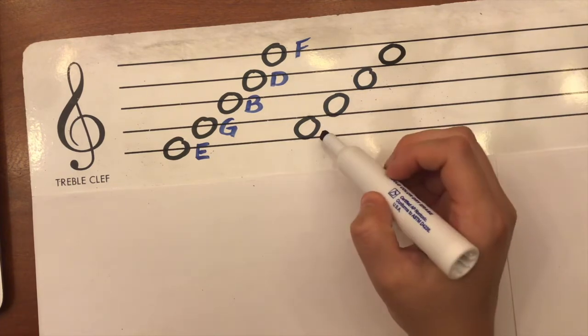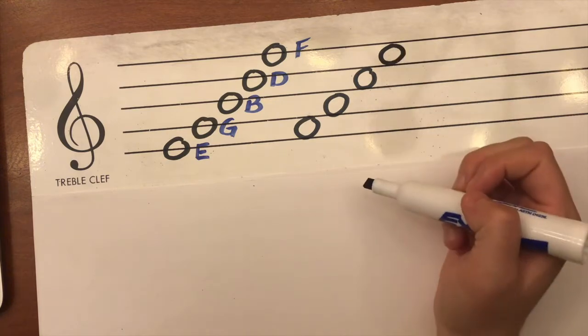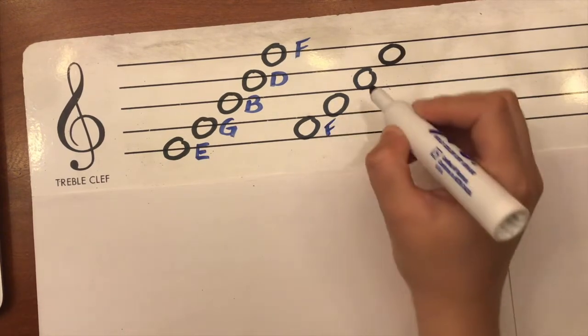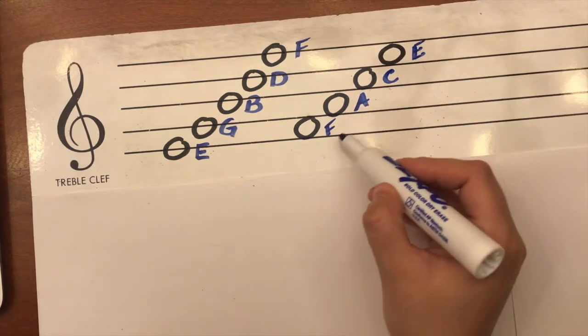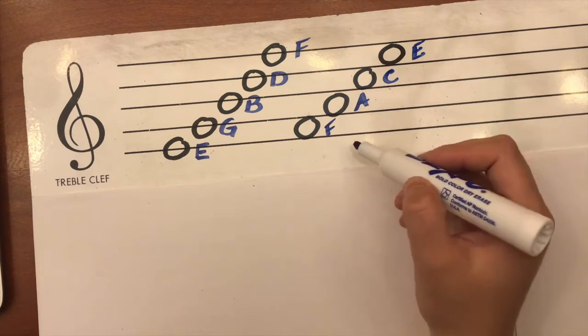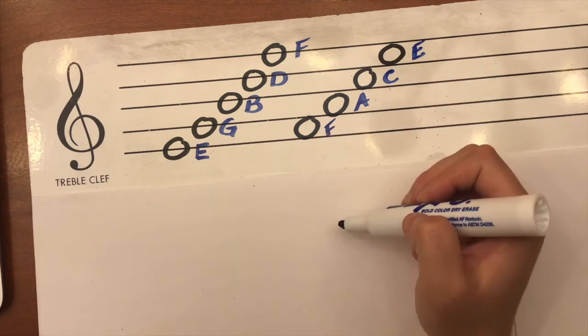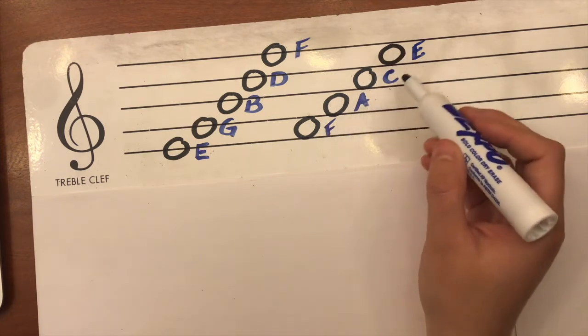Now we're going to move to our space notes. These notes live inside the white space, and an easy way to remember these notes is F, A, C, E, and what word does that spell? It spells face, and face rhymes with space. So space notes, we remember face, F-A-C-E.